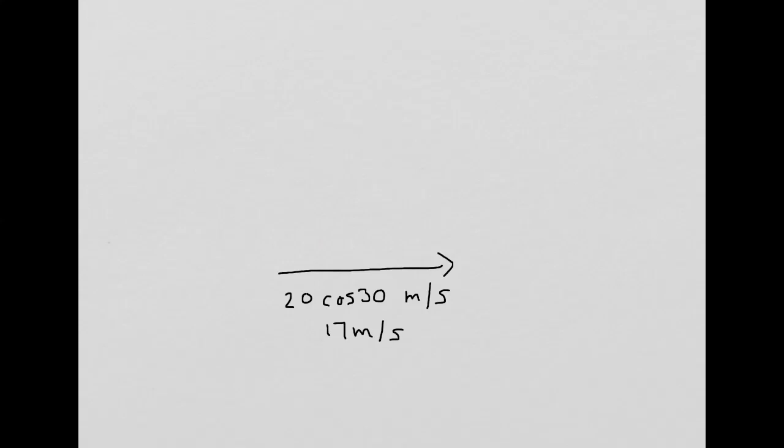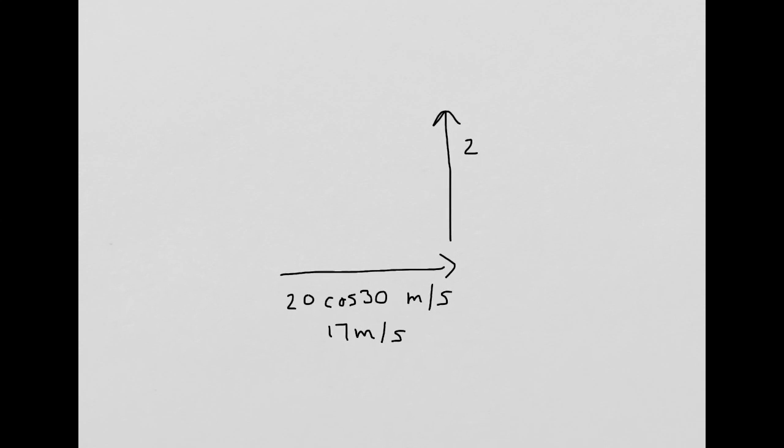And then I also know that my vertical component is 20 sine 30, and sine 30 is 1/2. So this is really just the same as 10 meters per second. Okay, and I know that that makes this resulting vector here, which we already have determined has an angle of 30 and initial velocity of 20 meters per second.